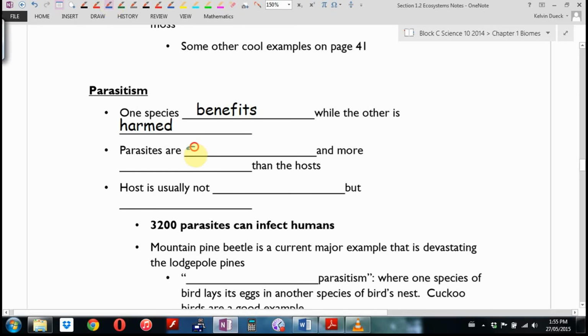Parasites are almost always smaller and more numerous than the hosts. And usually the host is not killed, but it's usually weakened.